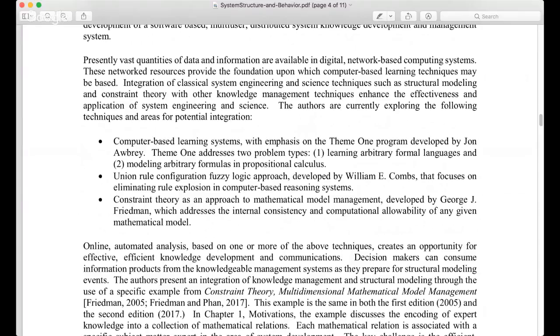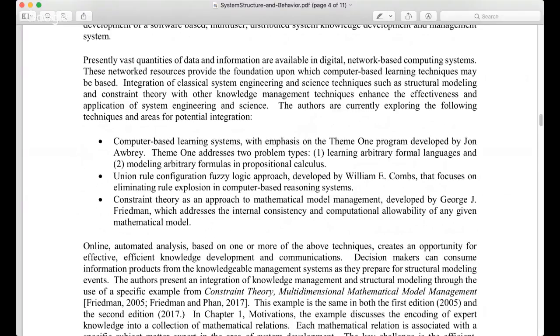And then there's constraint theory that was developed by Jared Friedman, which is focused on internal consistency and computational allowability of any mathematical model. So in constraint theory, what we have is again a large organization's tremendous amount of information. In this case, the information has been reduced to mathematical formulas, so it's been put into a formal language.